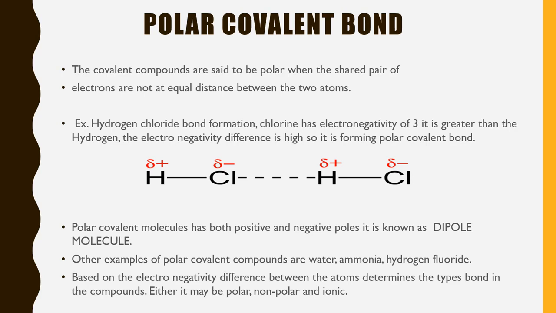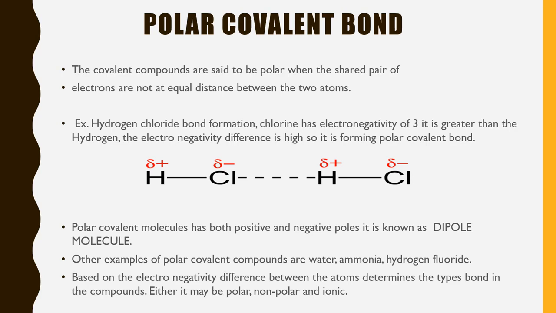For polar compounds, one atom has a higher electronegativity than the other atom. That's why we are saying this is a polar covalent bond. Polar covalent molecules have both positive and negative poles. It is known as a dipole molecule.